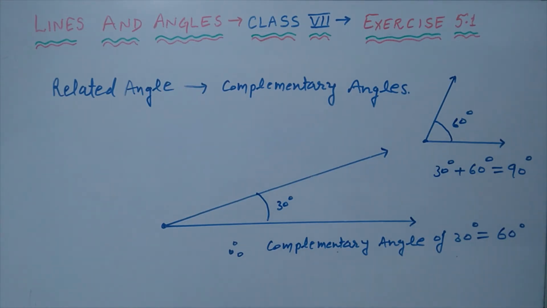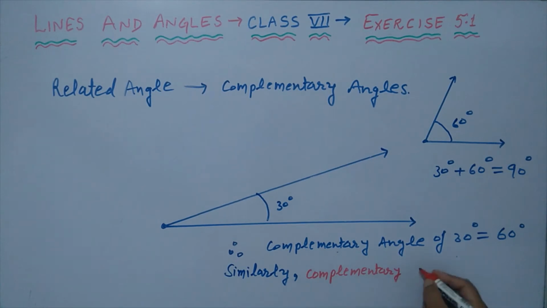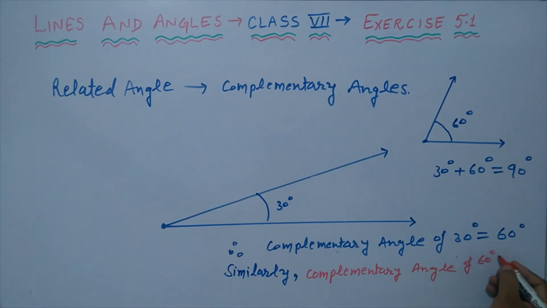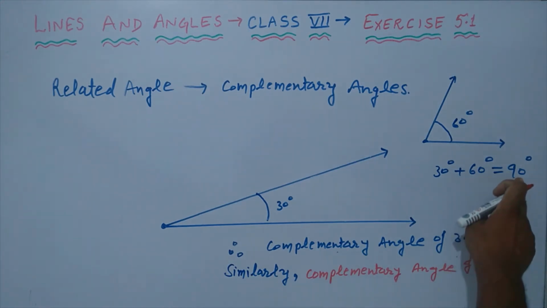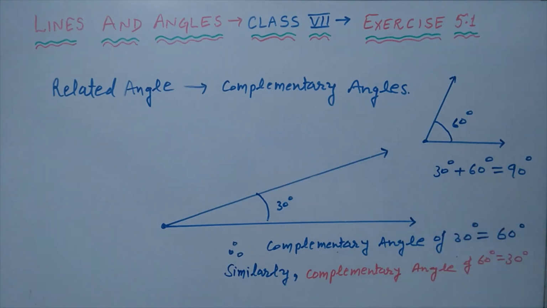Similarly, the complementary angle of 60 degree is equal to 30 degree. So this way, subtracting from 90 degree, we can find the complementary angle of the other angle. So the very first condition for complementary angles is that the sum of the two angles should be 90 degree.